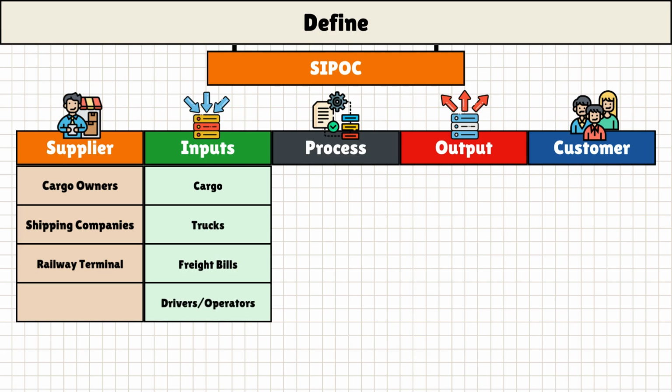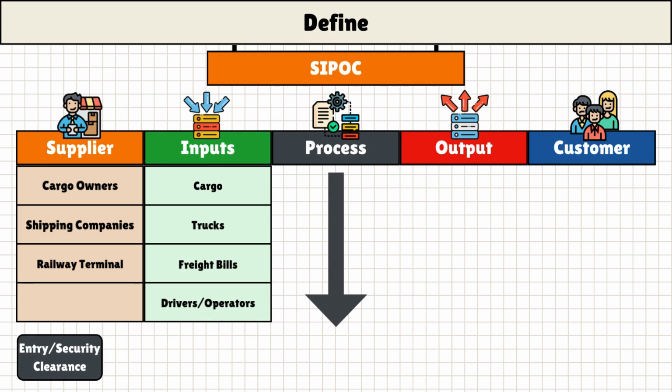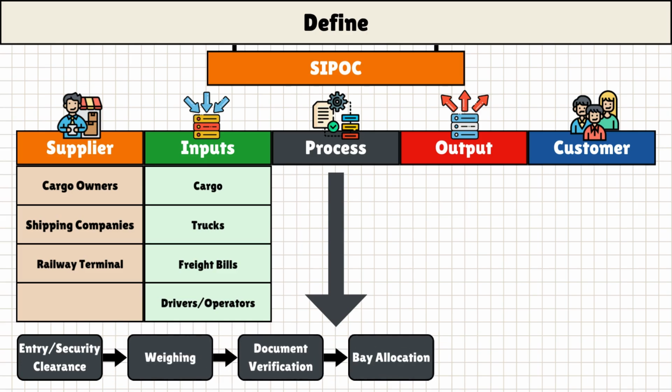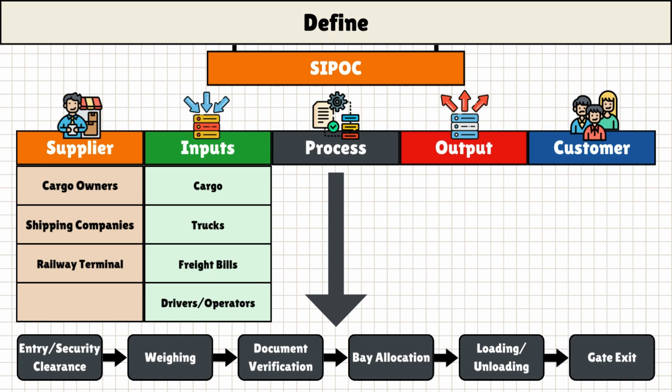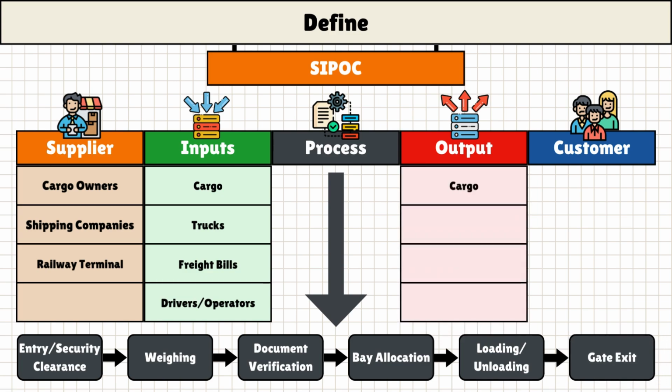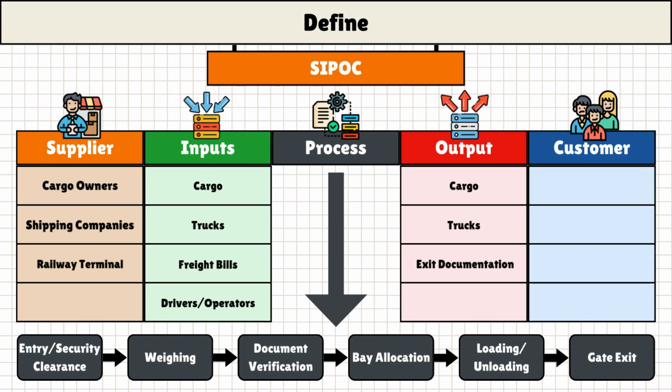If we talk about the process, it starts with the entry and security clearance, goes to weighing, document verification, bay allocation, loading, unloading, and finally gate exit. After the process, outputs generated would be containerized or bulk cargo, trucks, and exit documents. And the customers who would be using these outputs are again cargo owners, shipping companies, and freight forwarders. As we can see, the SIPOC chart helps pinpoint process parameters that may contribute to variations, ultimately affecting product quality.